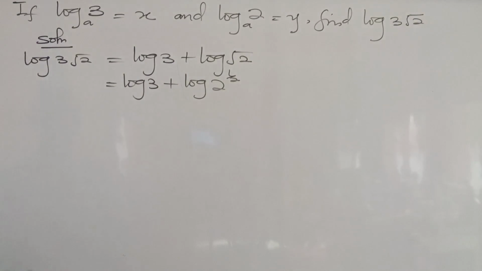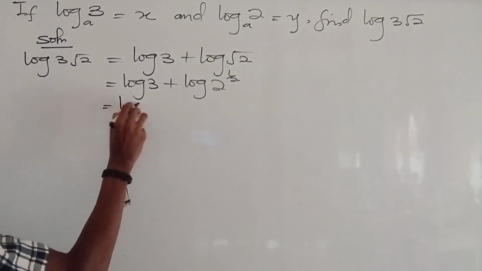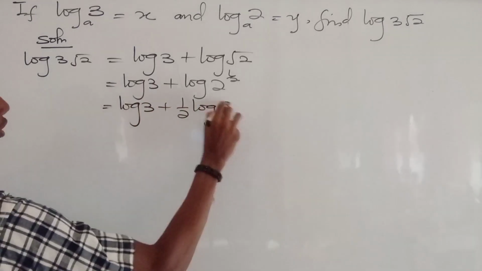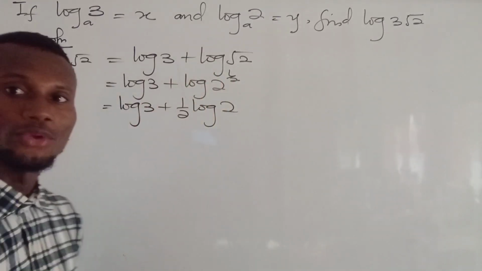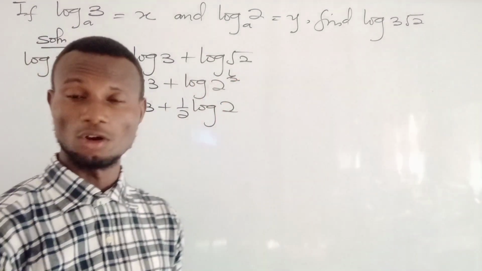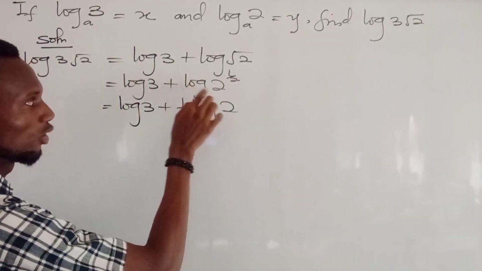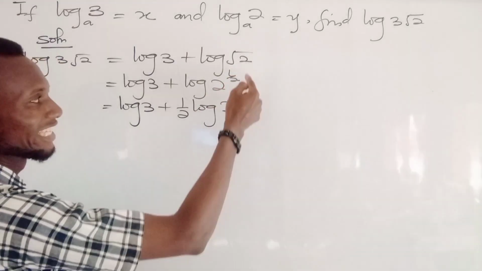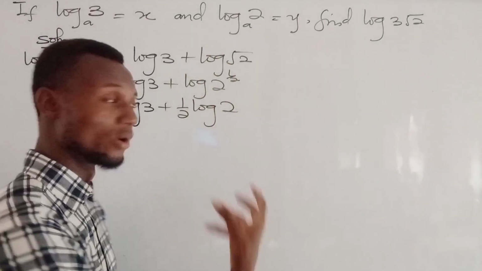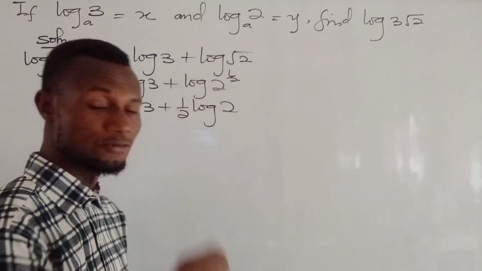Now we can still go ahead and simplify this one by writing it as the log of 3 plus half log of 2. How we got to this point is that this power half, one of the laws of logarithm, makes us understand that for the log of 2 to the power half, this power can come in front of the logarithm sign. That's why we brought 1 over 2 in front. So that's one of the laws of logarithm.